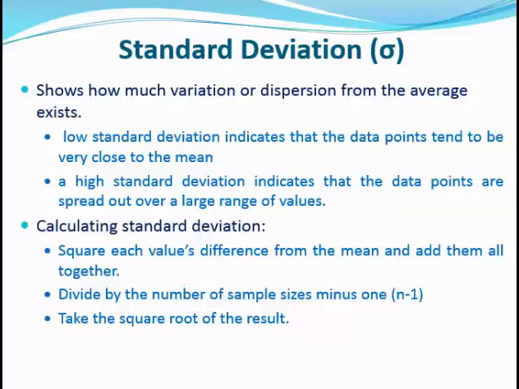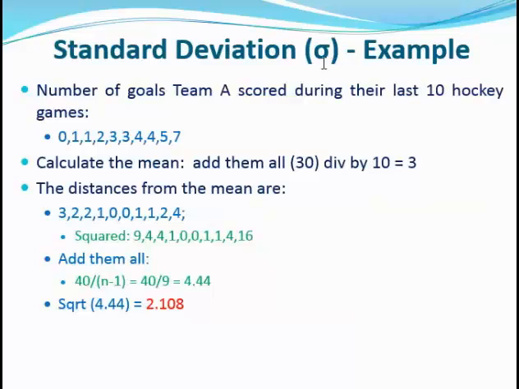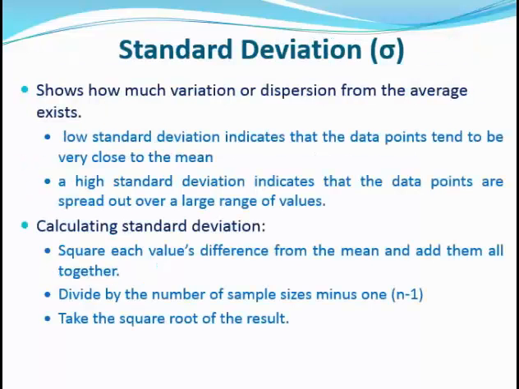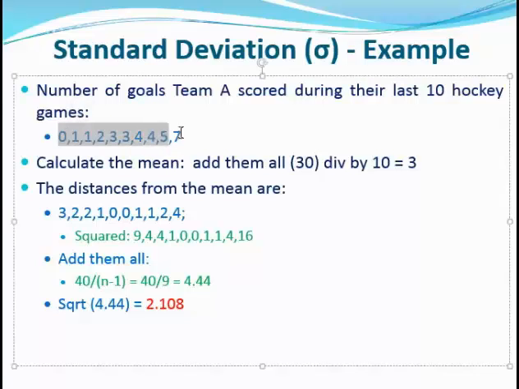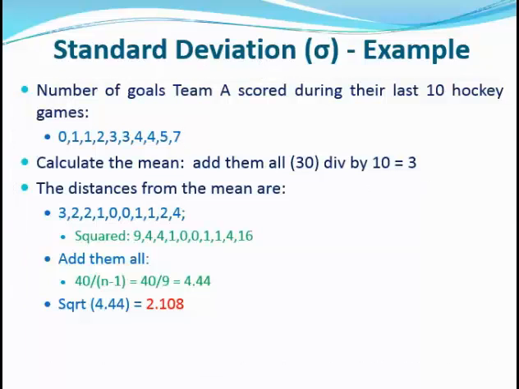So let's take an example here. During the last 10 games, Team A scored the following number of goals: 0, 1, 1, 2, 3, 3, 4, 4, 5, and 7. First thing you have to do is calculate the mean, which is the average. Remember, the first step is to square each value's distance or difference from the mean, multiplying that by itself. But in order to figure out the difference from the mean, you have to figure out the mean. So you add them together and divide by the number of samples. If you add all these numbers together, you get 30, and there are 10 samples altogether. 30 divided by 10 is 3. So the mean, the average, is 3.